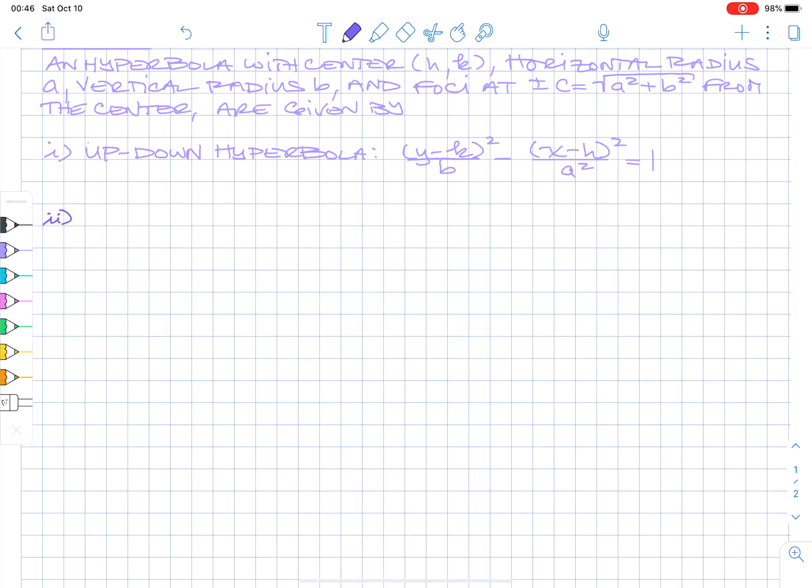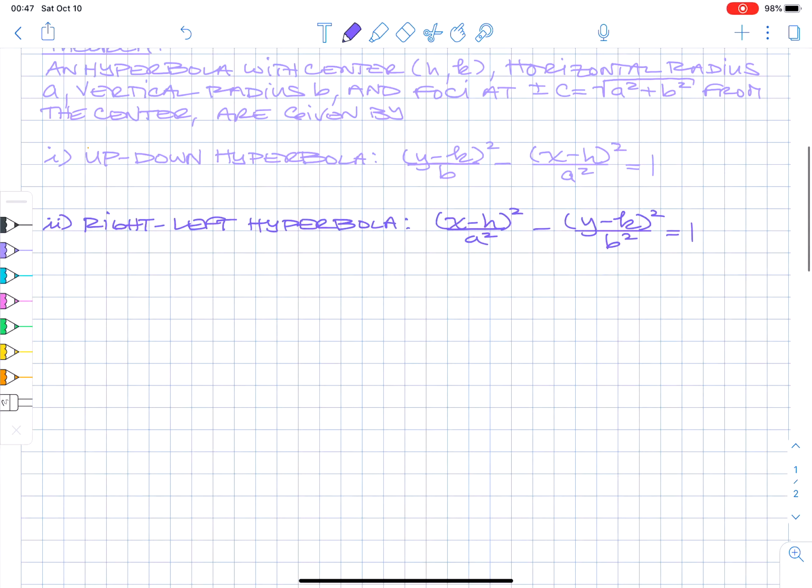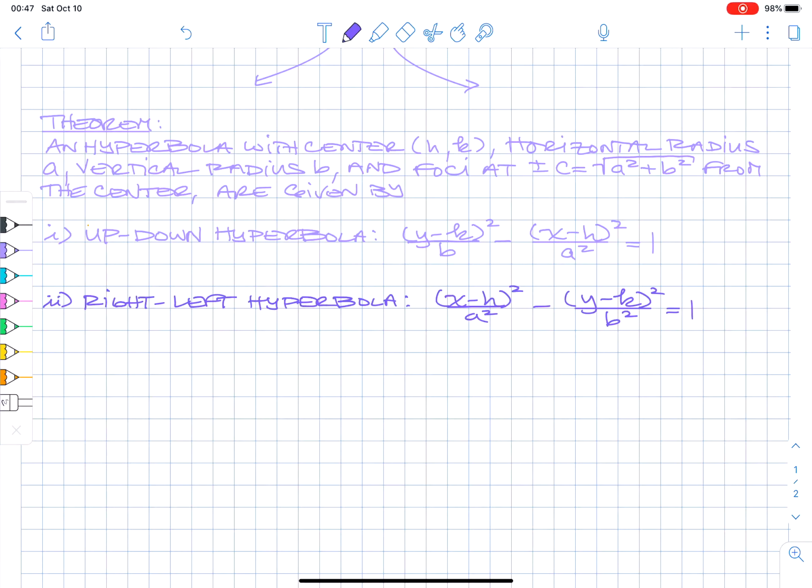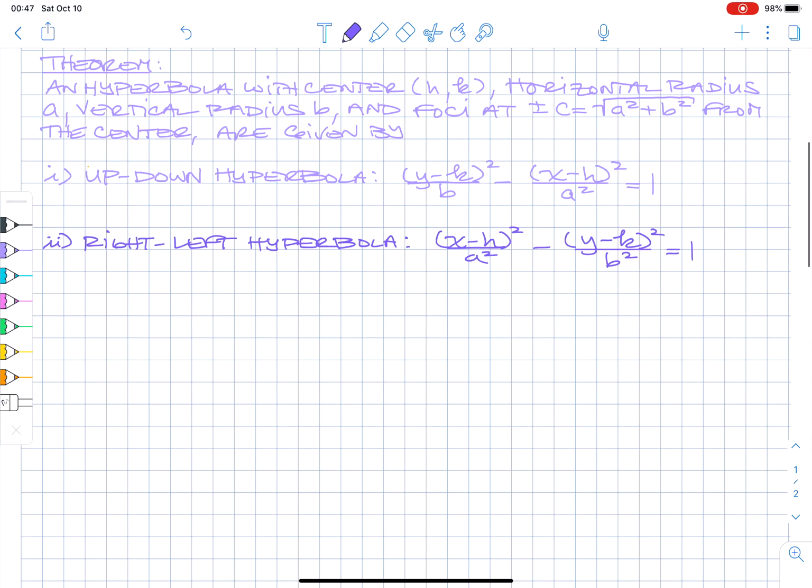Similarly, analogously, we have a right-left hyperbola. In that case, it will be defined with the x first: (x minus h) squared over a squared minus (y minus k) squared over b squared equals 1. So note, x squared is horizontal, hence right-left. Y is vertical, hence up-down.